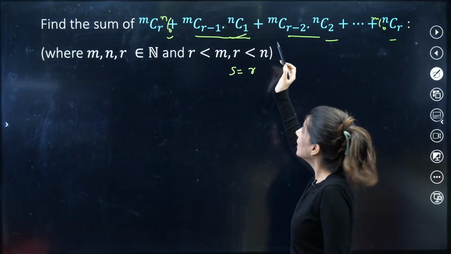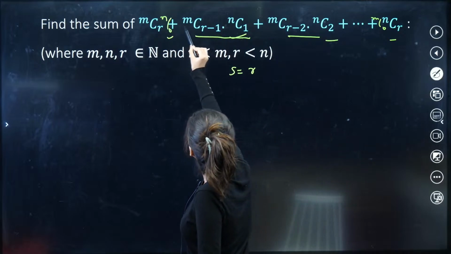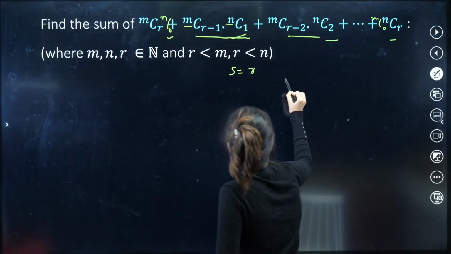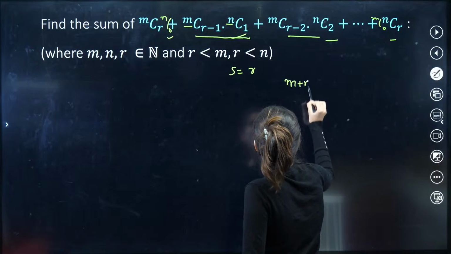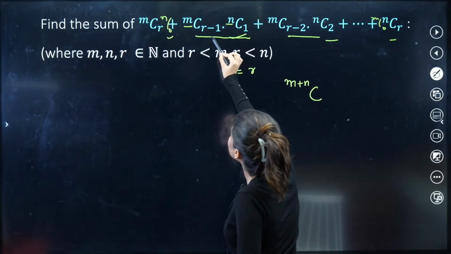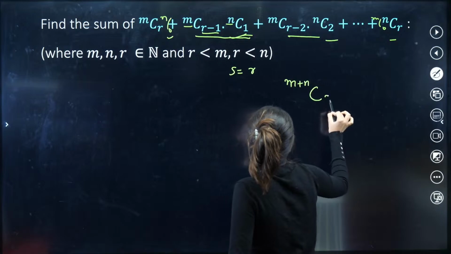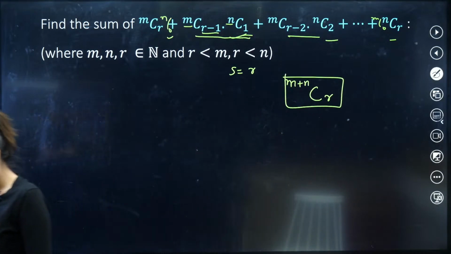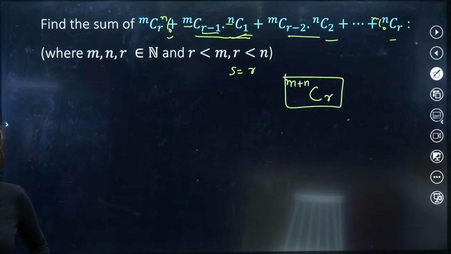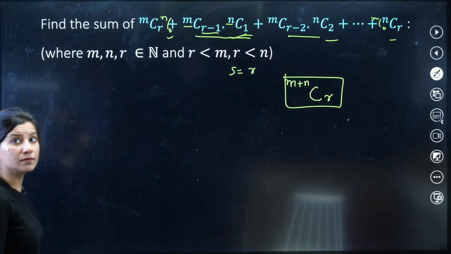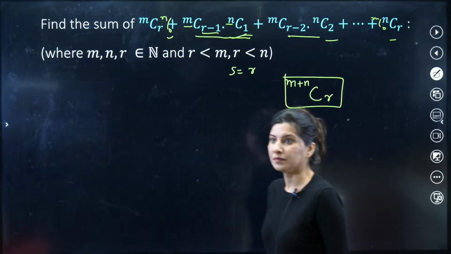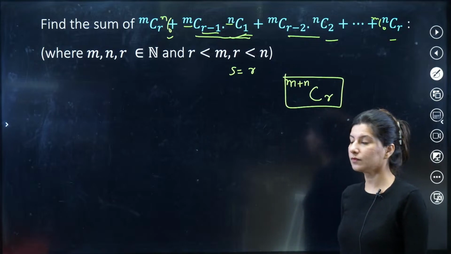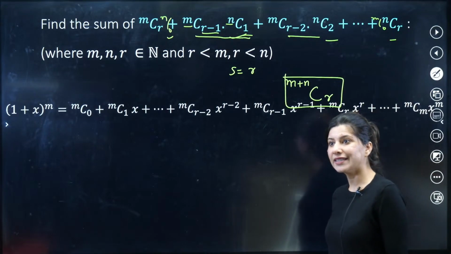I am waiting. So what is the shortcut? M plus n. M plus n C, what is the index? The sum is r. The final answer is (m+n)Cr, which is the correct answer of this particular sum. So this is the shortcut.